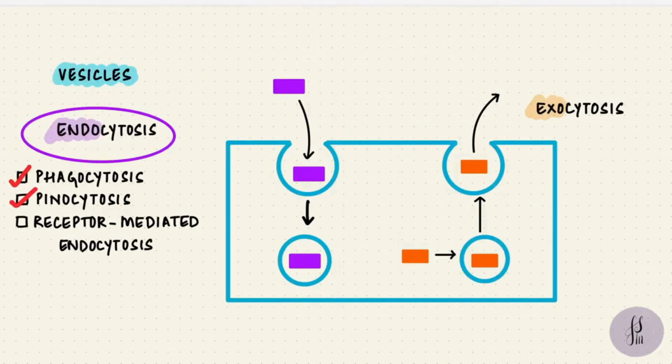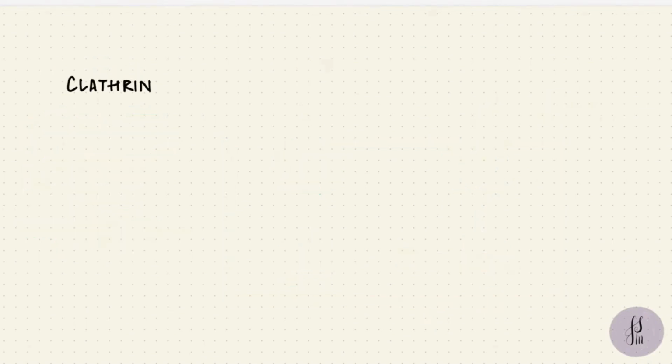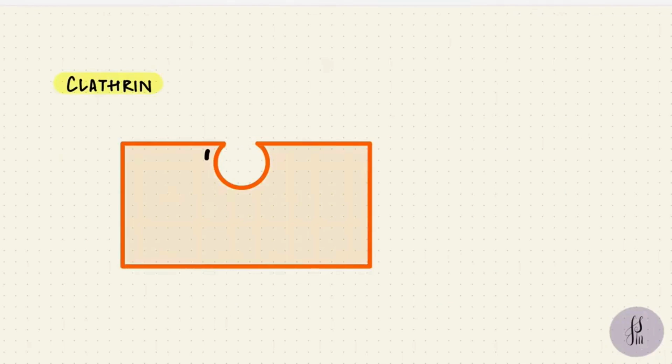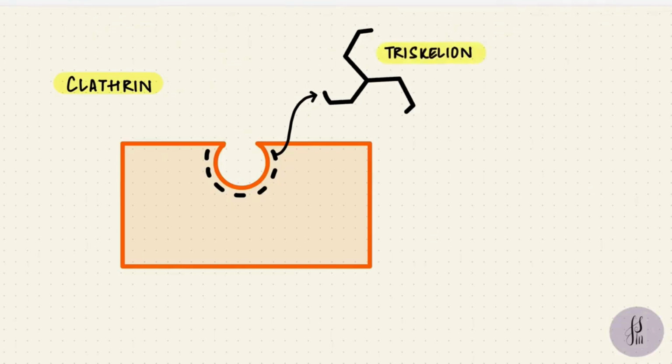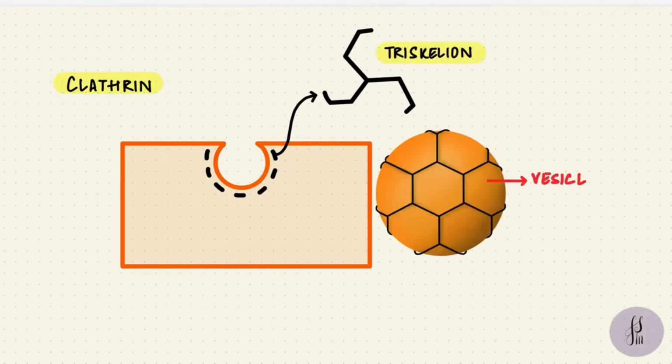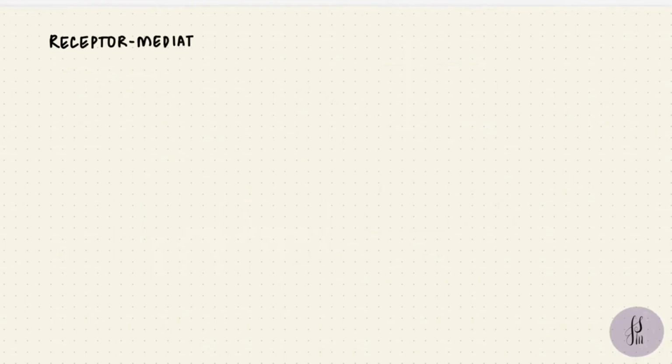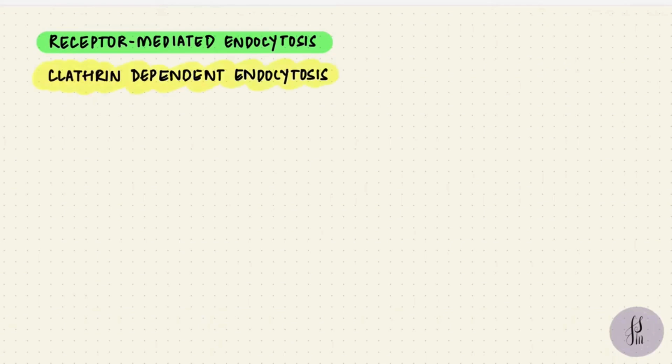This process can be more refined with receptors, and that's what happens in receptor-mediated endocytosis. Now, most forms of endocytosis use something called clathrin to form the vesicles. This clathrin has a triskelion structure, so it has 3 legs. It's a 3-dimensional structure, so it forms a cage around the vesicle. Receptor-mediated endocytosis usually involves clathrin, and if it does, it's called clathrin-dependent endocytosis.